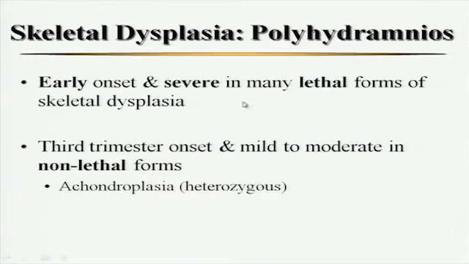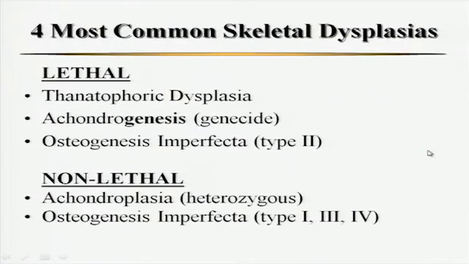The skeletal dysplasias, the early onset and severe in many of the lethal forms, you're going to have the polyhydramnios, again, because of just not moving things in and out of the lungs well. Third trimester onset of polyhydramnios can be mild to moderate in your non-lethal forms. So the earlier you see polyhydramnios, and you see some of these other abnormalities, the greater the chance that it's going to be a lethal form. Because in your non-lethal forms, they tend to not get the polyhydramnios until later.